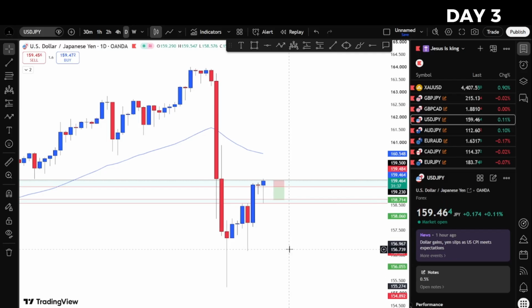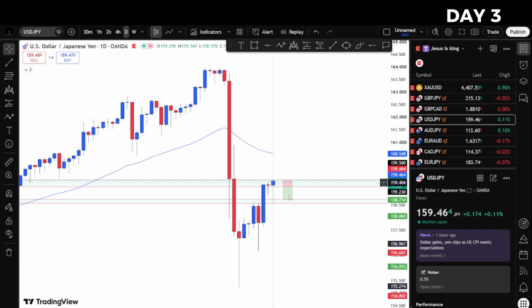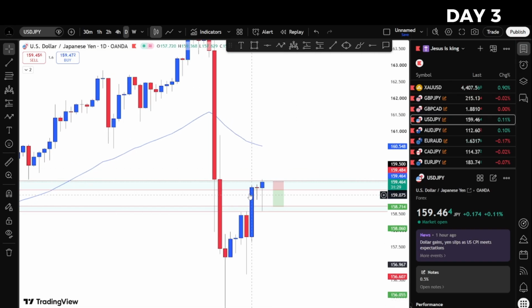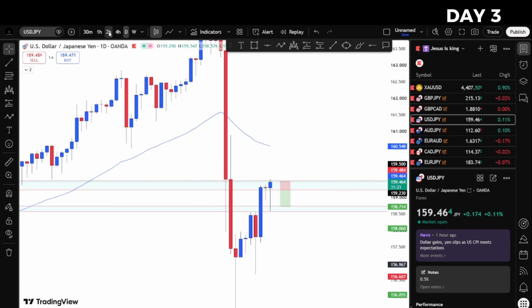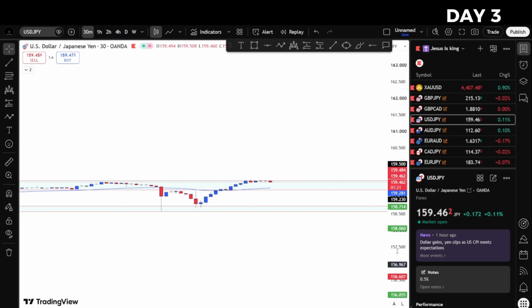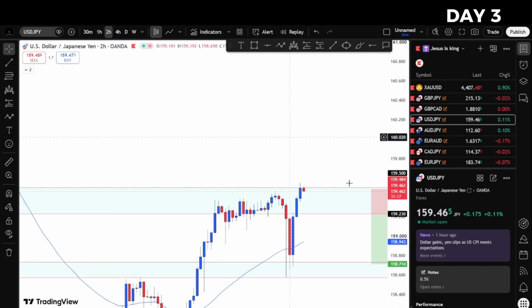So USD JPY didn't like it as much. I don't like this pin bar. I mean, I do, but I don't. I would have loved if it would have been a bearish pin bar, but I'll be waiting for a head and shoulders here.